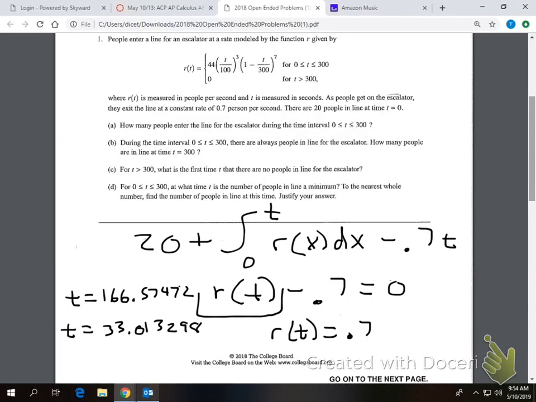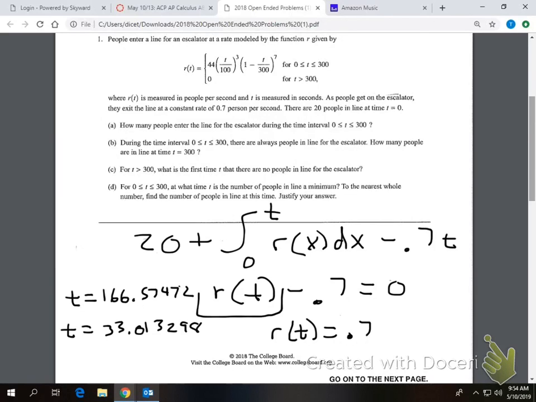Why am I not rounding? Because that isn't the question. Okay, it's part of the question. At what time t is the number of people in the line a minimum? That isn't the answer yet. To the nearest whole number, find those number of people.